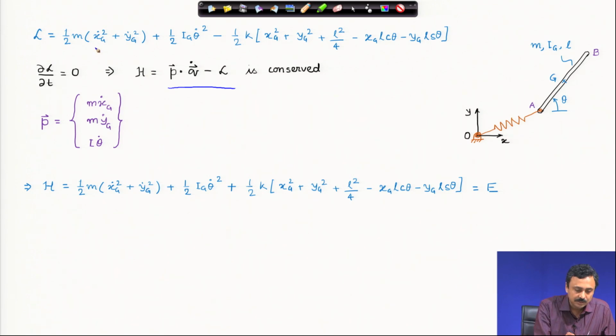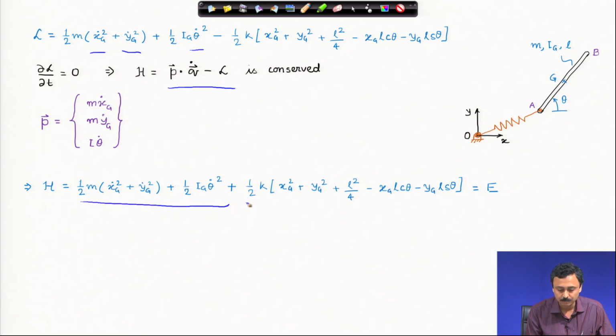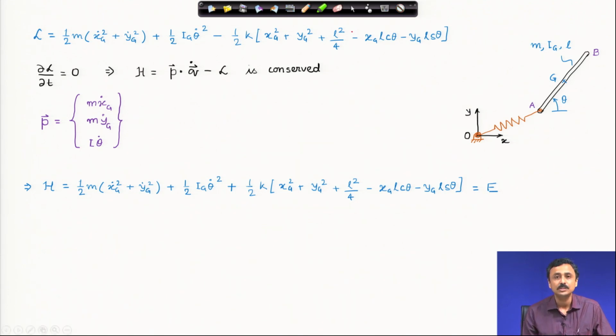And if you have already noticed this, the kinetic energy is homogeneous in degree 2, that means we have only T2 terms in the kinetic energy. And we have also seen that if we have only T2 terms in the kinetic energy, then the Hamiltonian is the total energy of the system, total mechanical energy. In other words, it is kinetic energy plus the potential energy. Therefore, the total energy of the system is conserved. So, we have two constants of motion for this system.